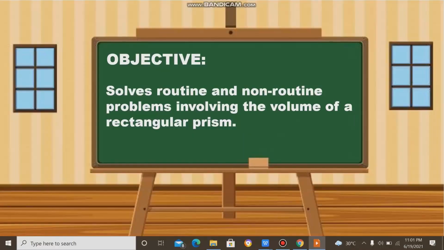As I said, I'm going to discuss a new topic, and that is all about solving routine and non-routine problems involving the rectangular prism and a cube. Be sure you have a clean sheet of paper and a pen with you. So now, I'm going to read the objective for you. Solves routine and non-routine problems involving the volume of a rectangular prism.